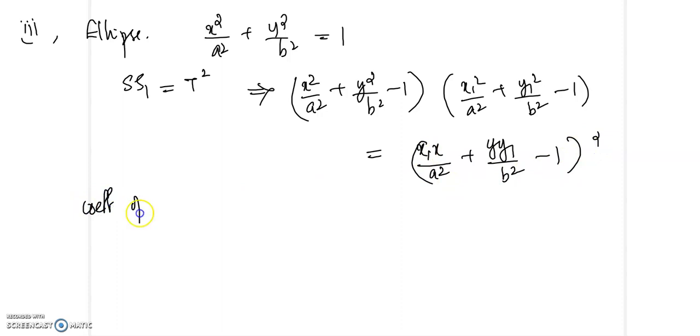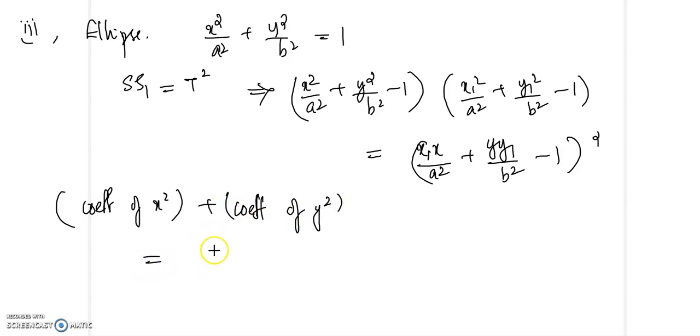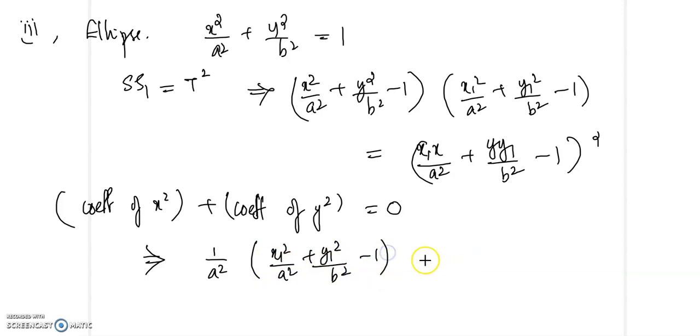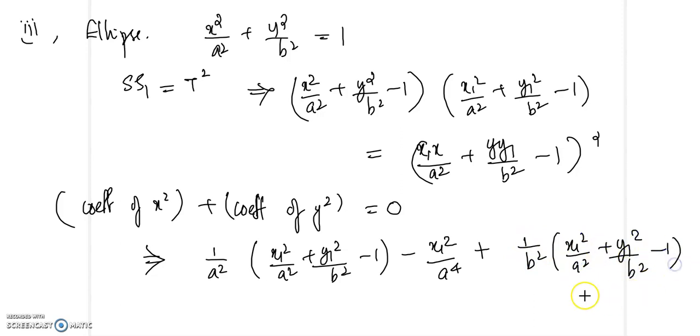So when we take coefficient of x square plus coefficient of y square, that is going to be equal to 0. Coefficient of x square is 1 by a square into x1 square by a square plus y1 square by b square minus 1, plus from the right side minus x1 square by a raised to 4 will come. Then coefficient of y square is 1 by b square into x1 square by a square plus y1 square by b square minus 1, minus y1 square by b raised to 4. So this is equal to 0.